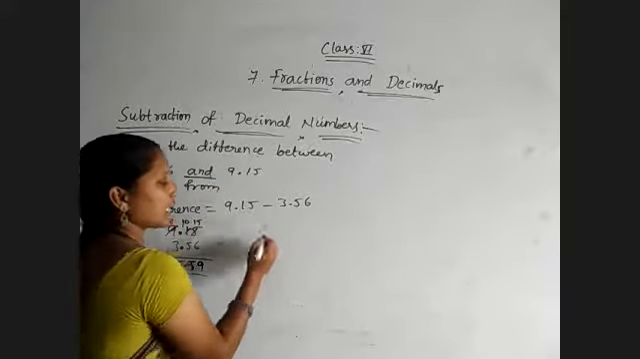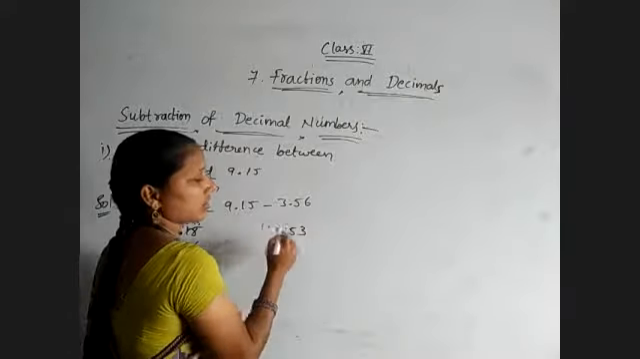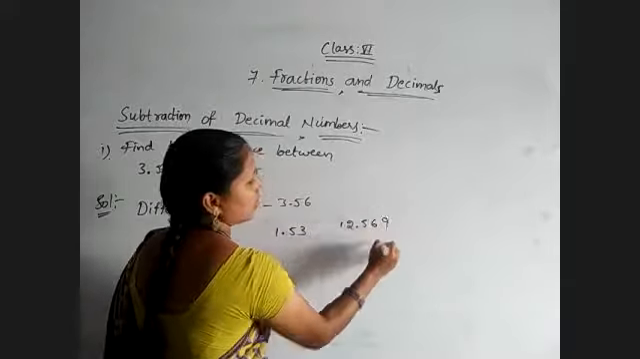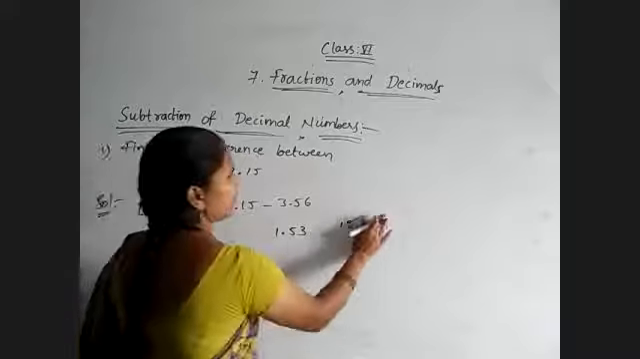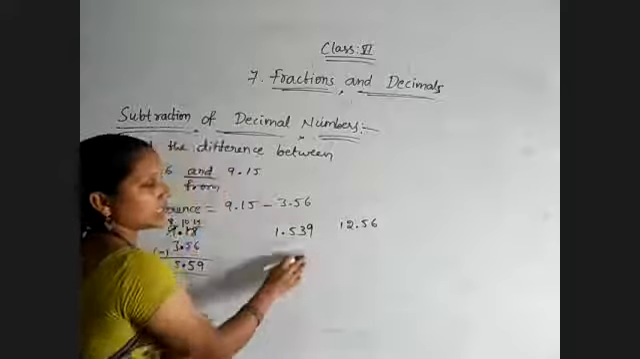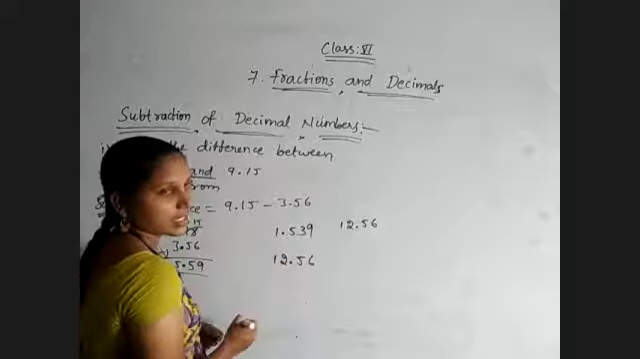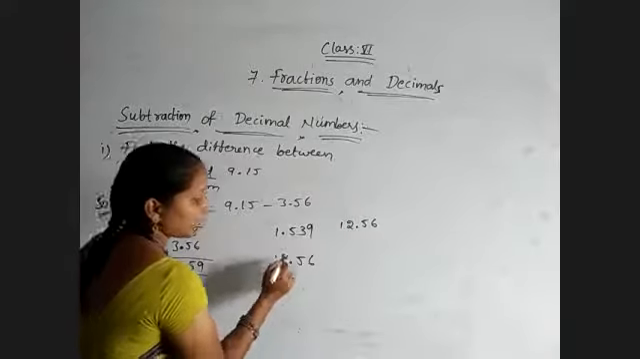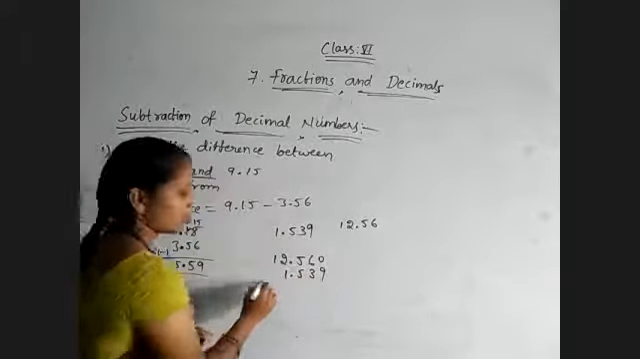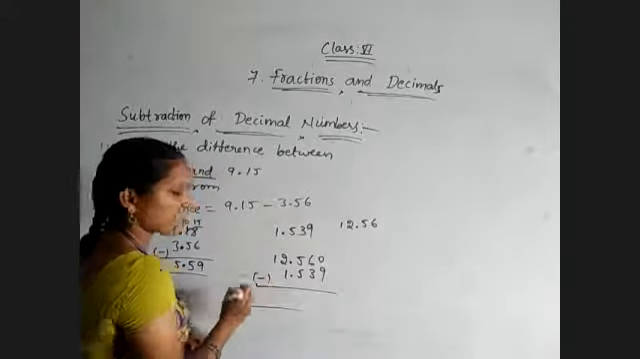If they are given unlike decimals, so suppose 1.539 and 12.56. Here we will take 9 as the last digit. Now it is very clear that 12 is more than 1. So 12.56 we must take as the upper number, and the minuend is 1.539. Here we must convert them into like decimals first of all.